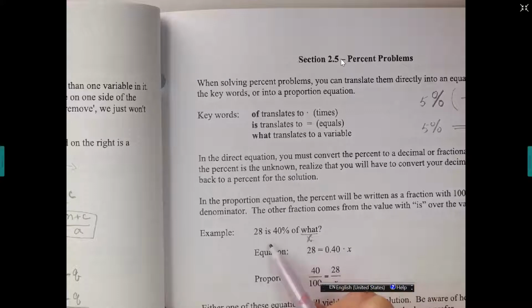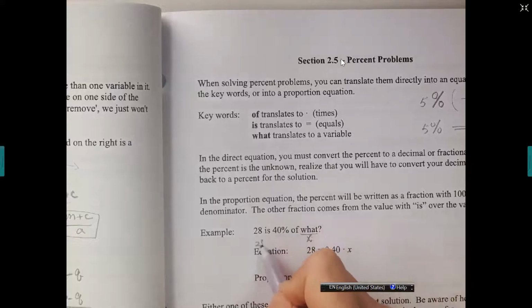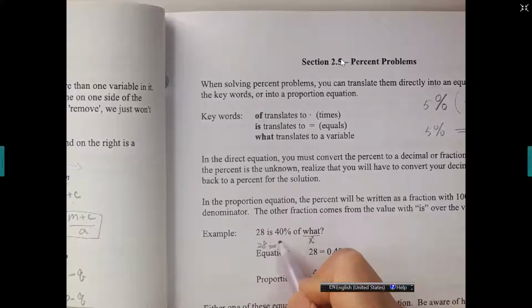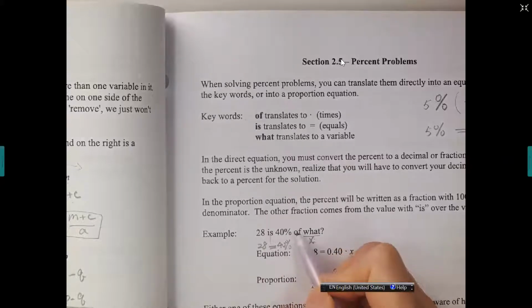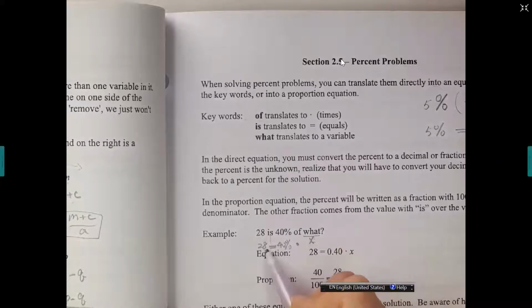And then we start to translate. So do the direct translation. 28 is 28. Is means what? Equals. 40% is a number, write it down, copy this down, 40%. Of means what? Times. What is what? X. So this problem turns into 28 equals 40% times X. That is the equation we have now.